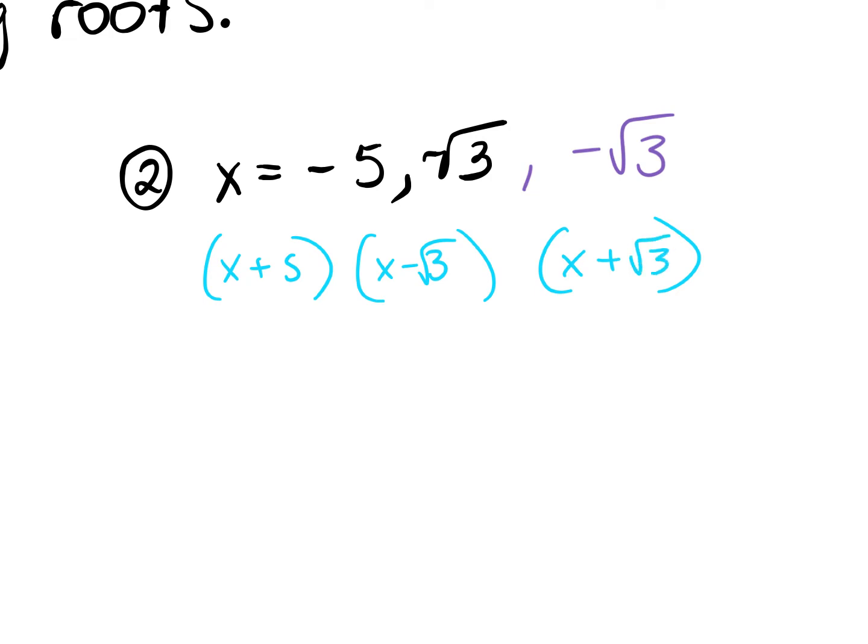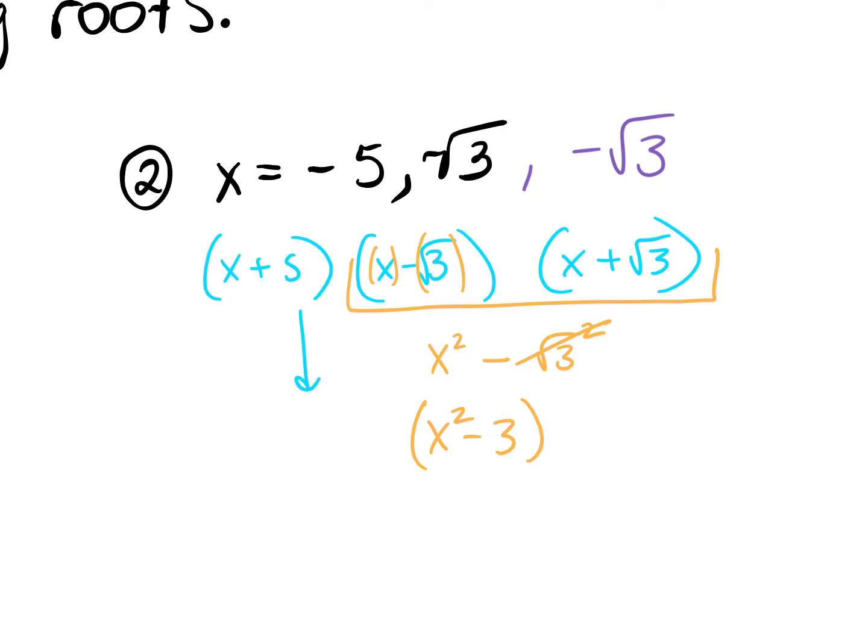So I'm going to start by multiplying my conjugates together. My conjugate shortcut is the first term squared minus the second term squared. So this would be x squared minus square root 3 squared. What is square root 3 squared? Just 3, because the square root and the squared cancel. So x squared minus 3.